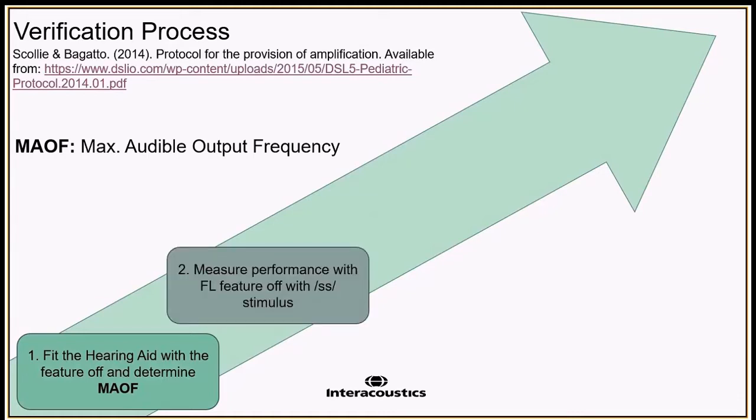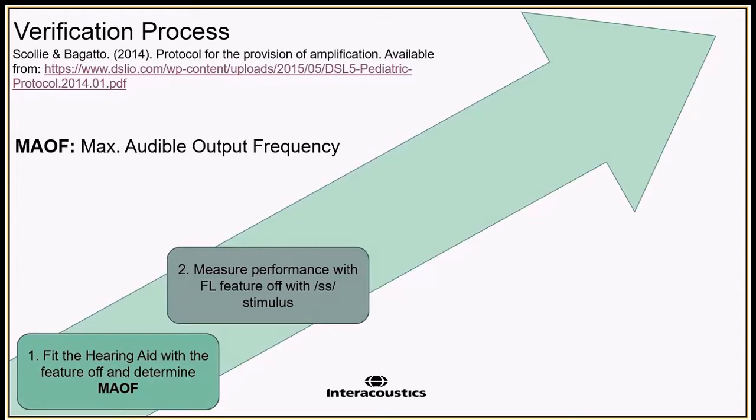Once we've identified the MAOF, we can then move on to measure the performance of the hearing aid with the frequency lowering feature off. But we're using a special signal this time, and this signal specifically is focusing energy into the area that they aren't hearing, because we want to be able to show that we're making that audible to them. Again, these signals are special, and they were also developed in the development of this paper up here to give that energy. So I recommend you have a look at this here in order to acquire special signals if they're not already in your system, as they are in our products currently.